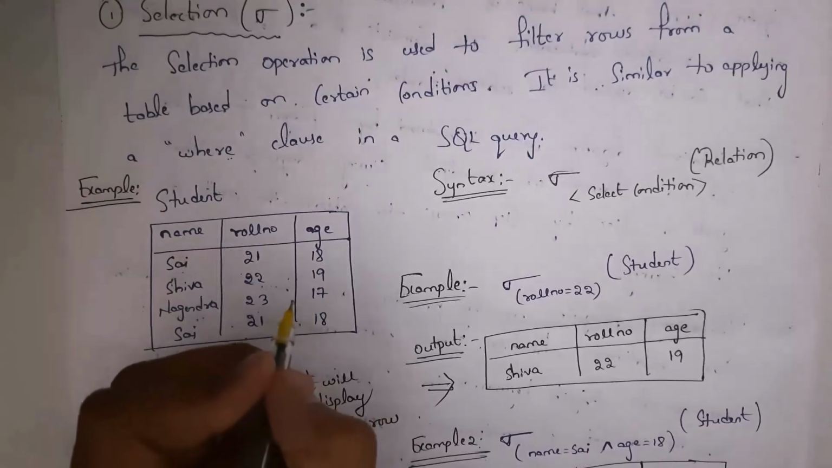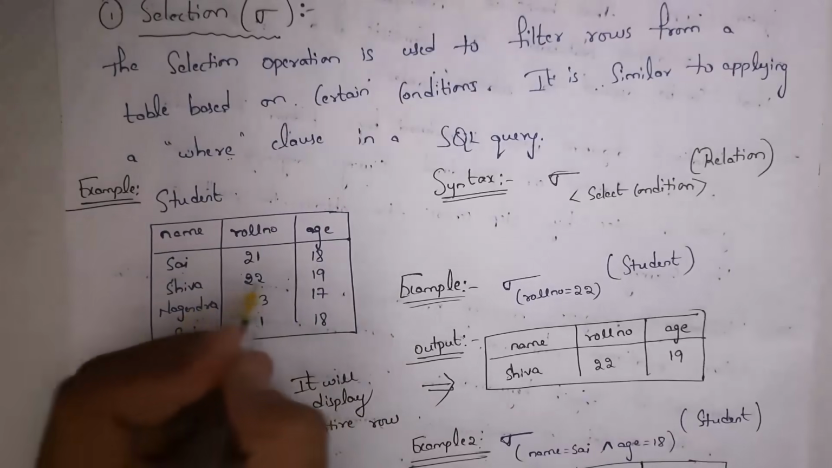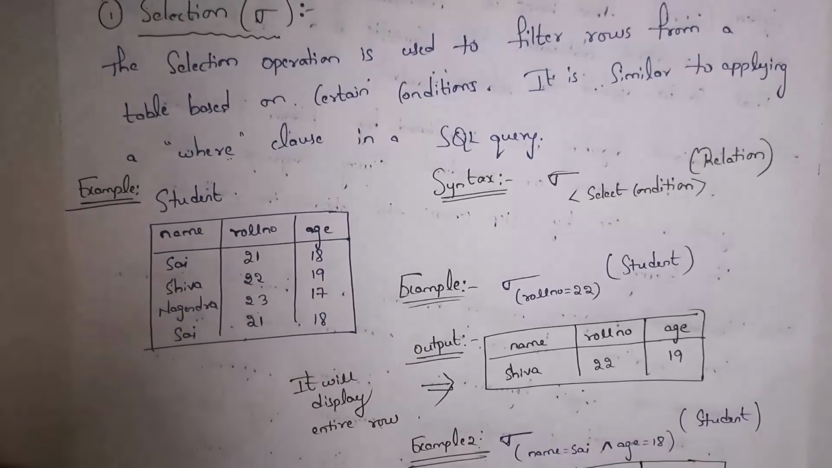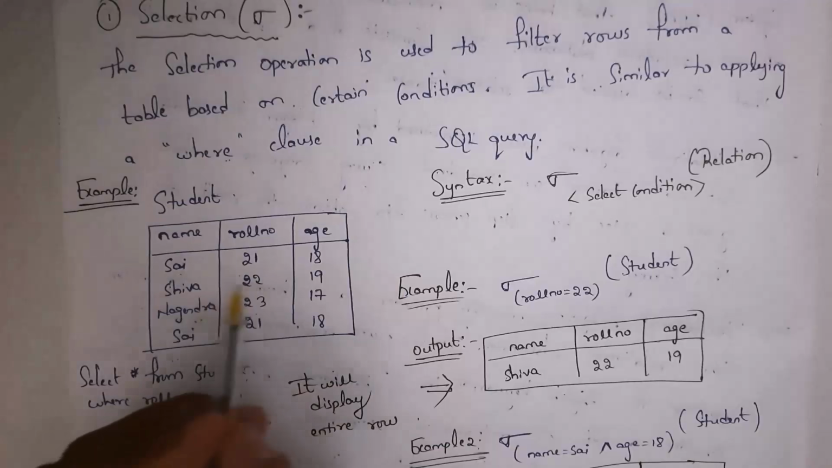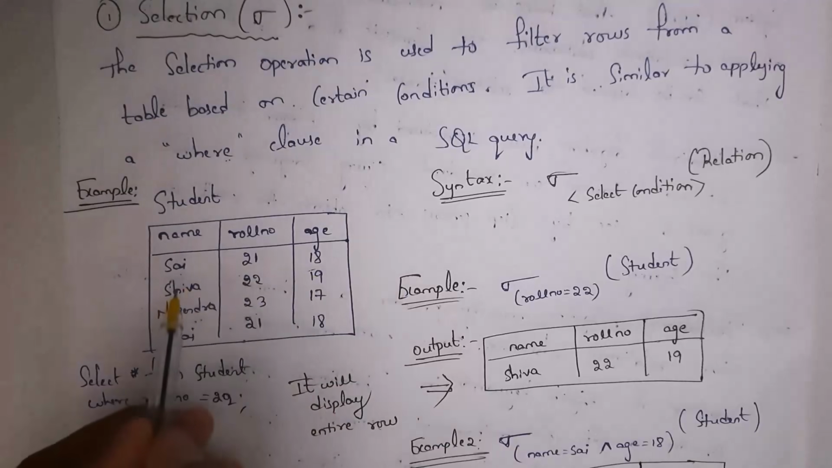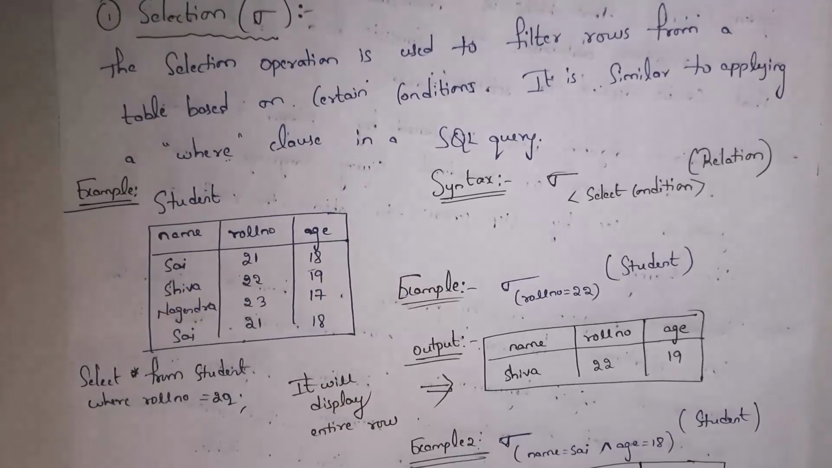For example, I want to get the entire record of the student whose roll number is 22. For that purpose we will write an SQL query like select star from student where roll number equal to 22. Star will display the entire record of the student whose roll number is 22. So the selection operation is the same as using the where clause in SQL. I should get output like Shiva 22, 19. It should display the entire record.